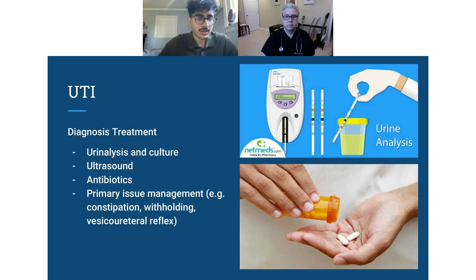And diagnosis and treatment, generally we'll do urinalysis and culture, which just means collecting a urine sample from your child. We'll do an ultrasound to check the bladder if it's necessary. And if it turns out to be a bacterial infection, we'll prescribe antibiotics. If there's a primary issue that's causing it, such as constipation, withholding, or vesicoureteral reflux, which is backflow of the urine, then we'll want to check that as well and treat that before moving on.